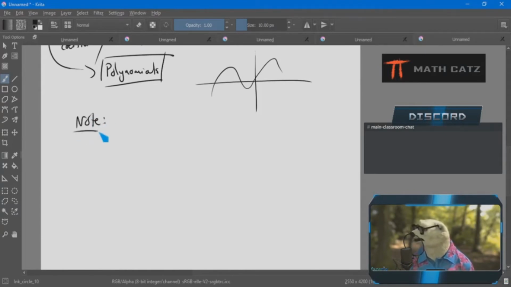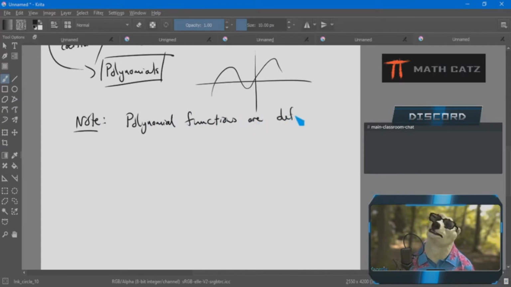Note that polynomial functions are defined for all values of x. Let's call them f of x. So I've named the input as x. For all x values, it's defined.